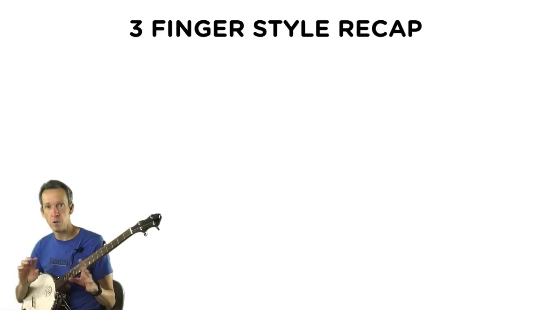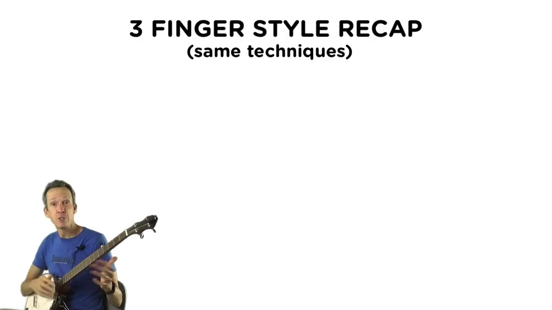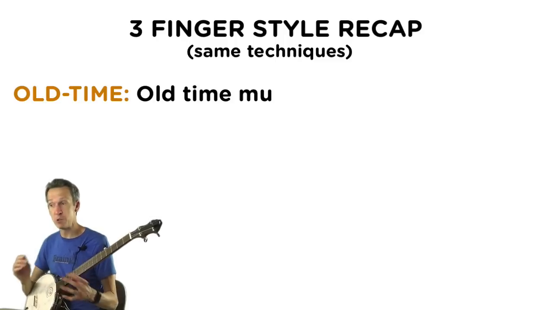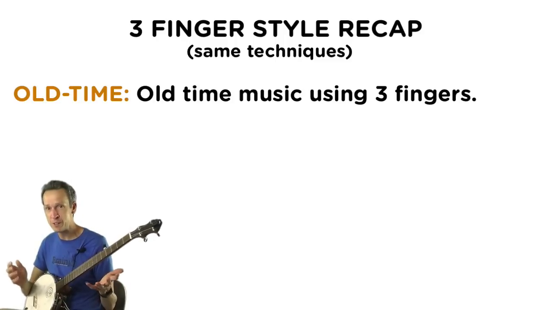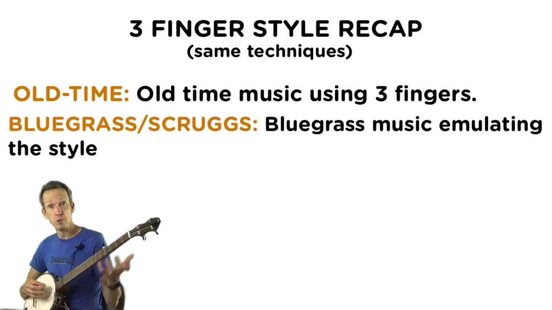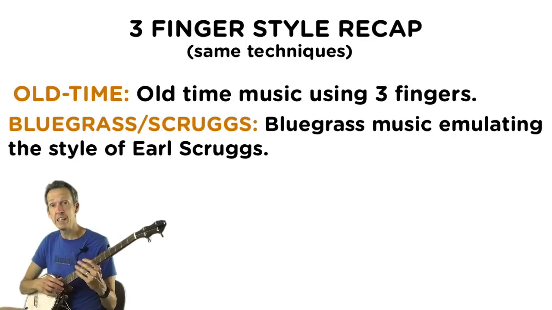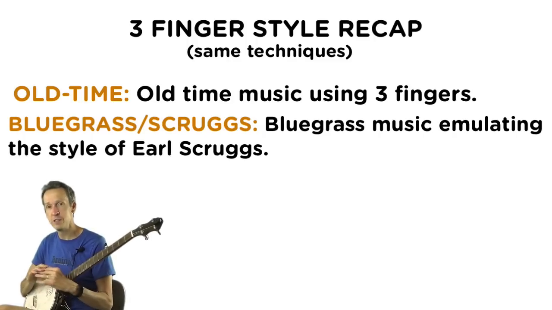All right, just to recap the different styles of three-finger banjo, remember the techniques that you're using to get these different stylistic sounds are identical. So we have old-time three-finger, which really just means playing old-time music with three fingers. We have bluegrass banjo or Scruggs banjo, which is playing bluegrass music on the banjo with a lot of imitation of how Earl Scruggs liked to play the banjo. And again, there's lots of overlap here, and these aren't clean distinctions with clean lines between them.